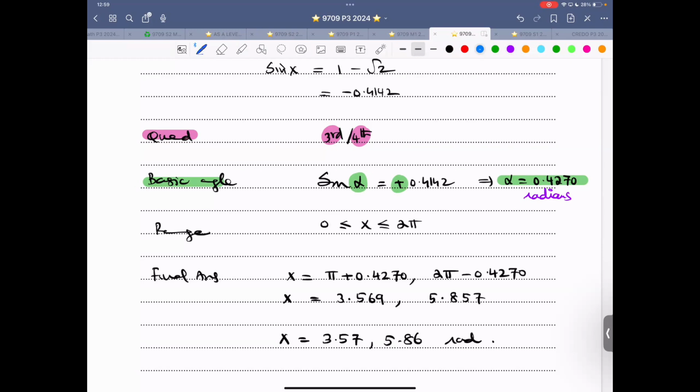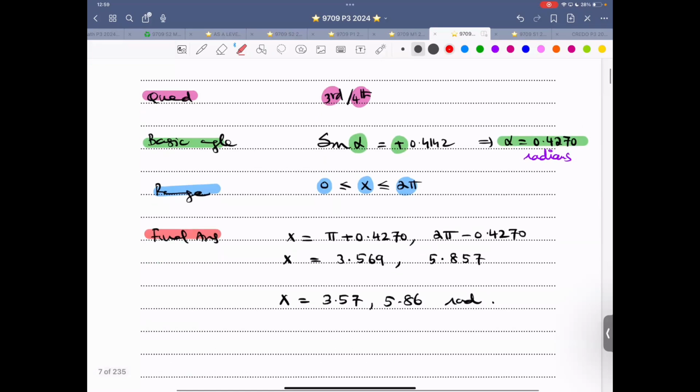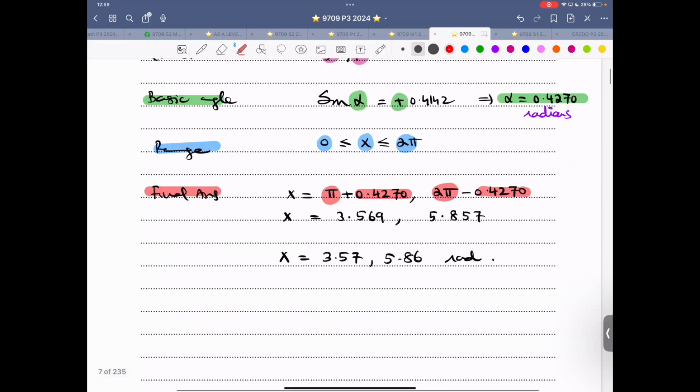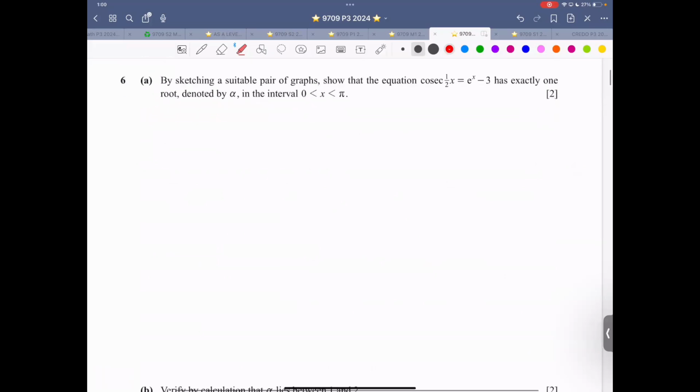The third thing is about the modification of range. There is no modification because it's still x and it lies between 0 and 2 pi. So make a habit of writing it down. And then the final answer: in the third quadrant, that is pi plus the basic angle. In the fourth quadrant, it's 2 pi minus the basic angle. These are the values correct to 4SF, so that the final answer is given to 3SF. So that is how this question is done. Now let's try out question number 6.